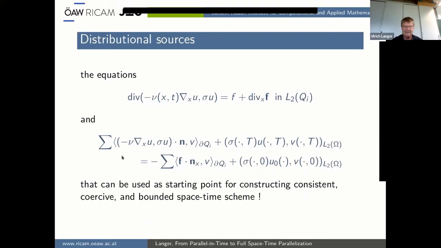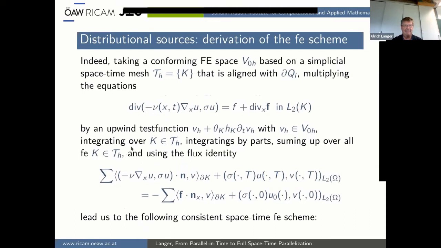Okay. And this is now the starting point for constructing an upwind scheme. So indeed, we take a conforming finite element space, V_h, on the real space-time cylinder. So we decompose the space-time cylinder in 3D into pentatopes, into simplicial elements. Of course, the decomposition should be aligned with the subdomains where you have different material. It can go through the space-time cylinder. And then we multiply this equation by an upwind function. So you use an SUPG stabilization or an upwind stabilization in time direction.